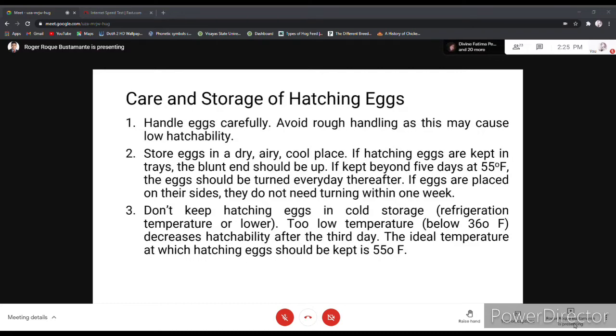If kept beyond 5 days at 55 degrees Fahrenheit, the egg should be turned every day thereafter. If eggs are placed on their sides, they do not need turning within 1 week. For hatching eggs, the longest storage is 1 week. Beyond 1 week, the hatchability rate becomes very low. Even if the eggs are fertile, the chance of development is very low.